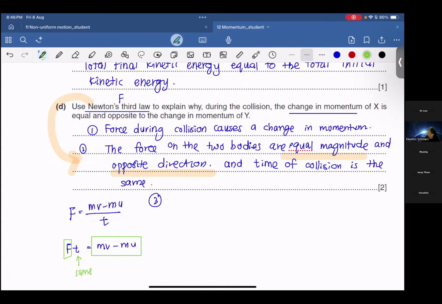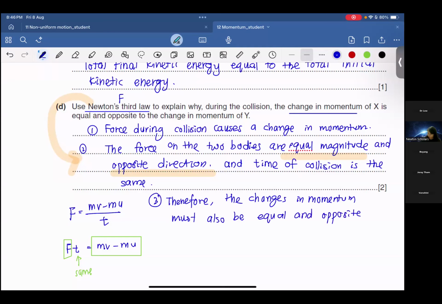Okay, so here, the last sentence: therefore, the change in momentum must also be equal and opposite direction. Must be equal magnitude and opposite direction.